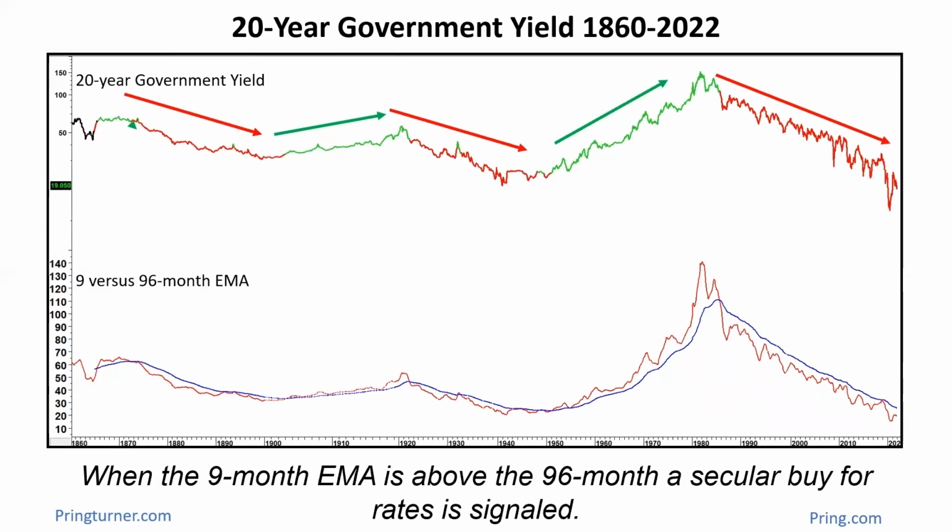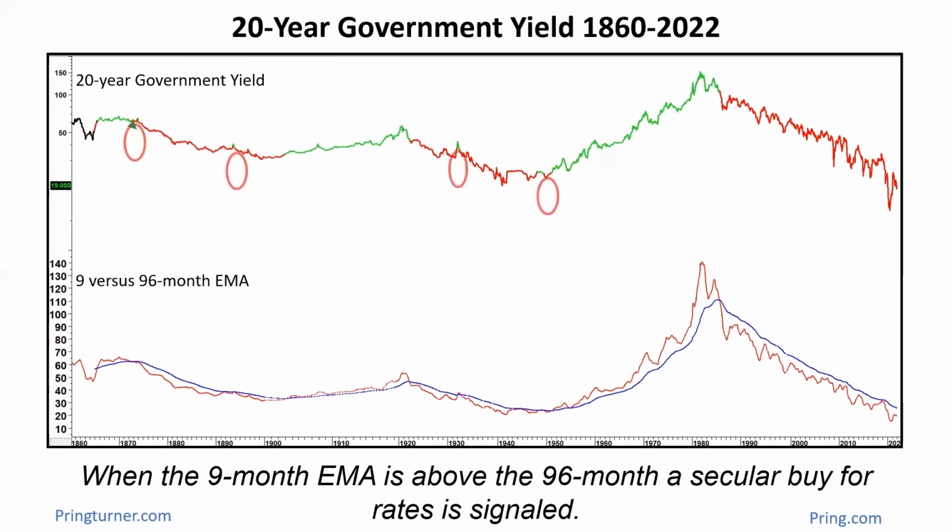Now you'll notice there are some green and red highlights. Those are determined by the position of the indicators in the bottom window, the 9-month exponential versus the 96-month. When the 9-month, which is the red line, is above the blue line, which is the 96-month, that indicates the trend of yields is positive, and we get a green highlight. One of the amazing things about this approach is that there are very few whipsaws. Here we're going from 1860 to 2022, and we've only got 4 noticeable whipsaws in that whole period. Nothing, in fact, since the 1950s, 70 years or so ago.